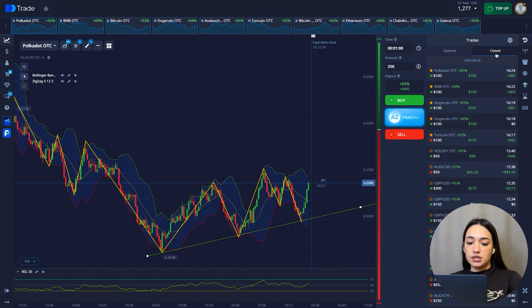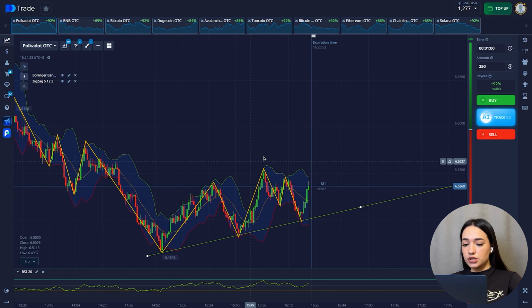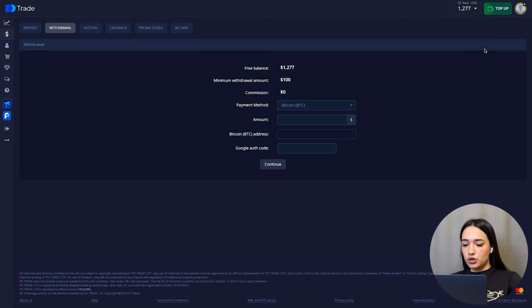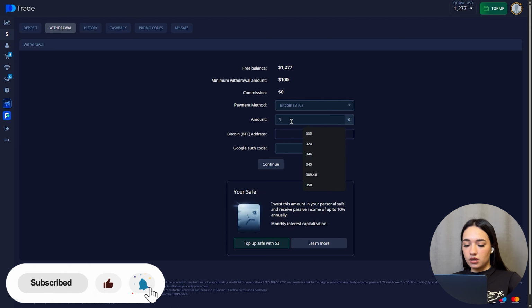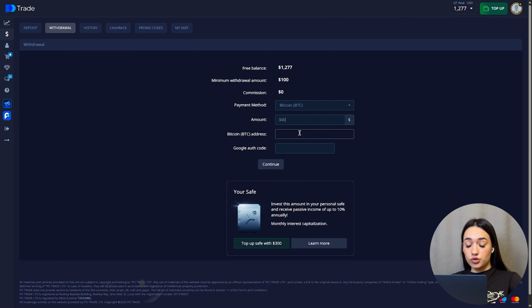Here is today's statistics. So we started with Toncoin, then moved to Dogecoin, and in general, I think you can see everything yourself. And now let's probably go to the withdrawal tab, fix today's profit, and we're going to withdraw to Bitcoin. And today's profit will be about $300. Just an excellent result.